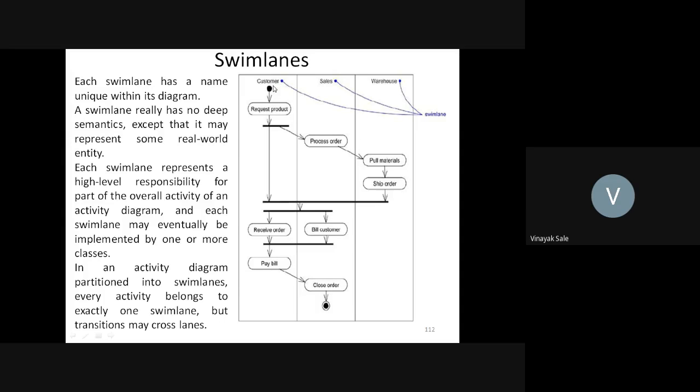See in this, customer request for products, there is a fork. So it is divided into two parts. The first part stays in the customer swim lane, and the second part goes to the sales swim lane, that is process order. Then it further goes to the warehouse for pull materials, then ship order, then joins with this request product, then again it forks, that is receive order and bill customer, then again joins, then pay bill, then close order and then stop.